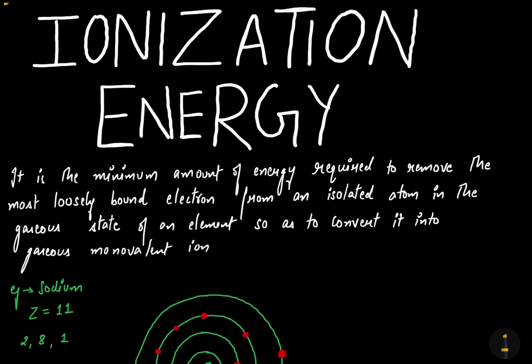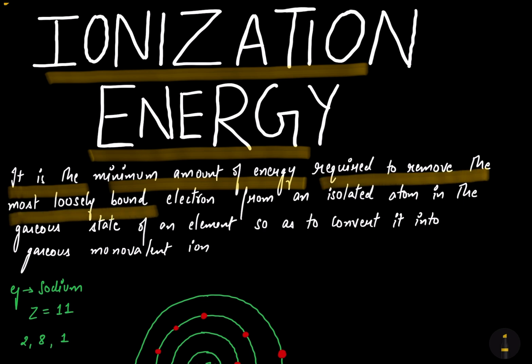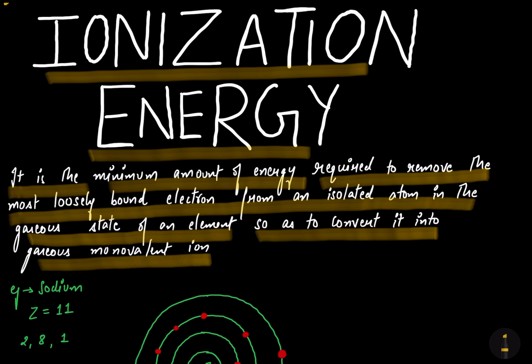My dear students, today's topic for the lecture is ionization energy. So now let's firstly understand what we mean by ionization energy. It is the minimum amount of energy required to remove the most loosely bound electron from an isolated atom in the gaseous state of an element so as to convert it into a gaseous monovalent ion.